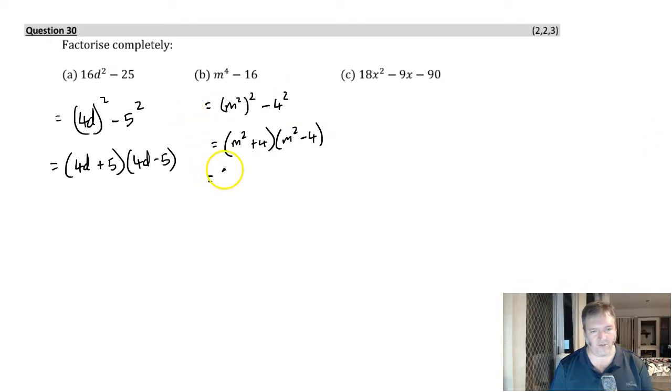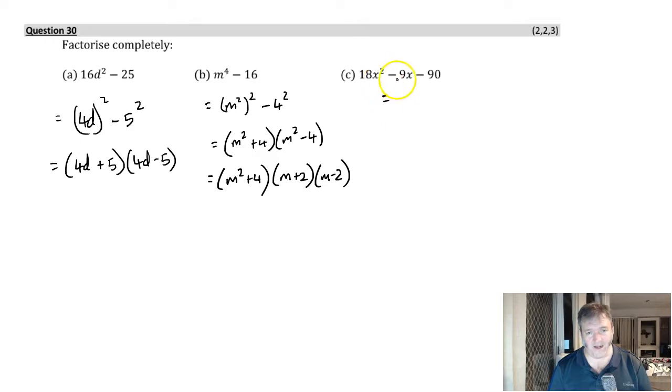So we've got to make sure we factorise completely, as the question says, and we go ahead and apply our rule again here, where 4 is the same as 2 squared. So it's going to become m plus 2, m minus 2, that second bracket. And now you've factorised completely.